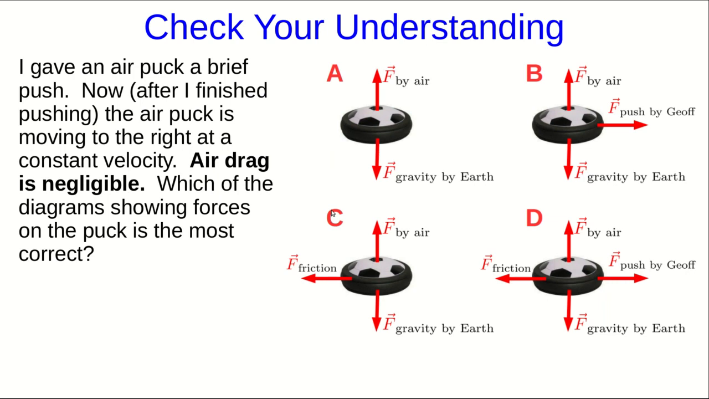This situation of the air puck is perfect for you to check your understanding of some of the ideas that I've just been talking about. So here's this situation. I've just given the air puck a push, and now I'm not pushing anymore, and we find that the air puck is moving along to the right at a constant velocity, and I'm going to specify that air drag here is negligible. And so which of these diagrams shows the best representation of the forces acting on this air puck?